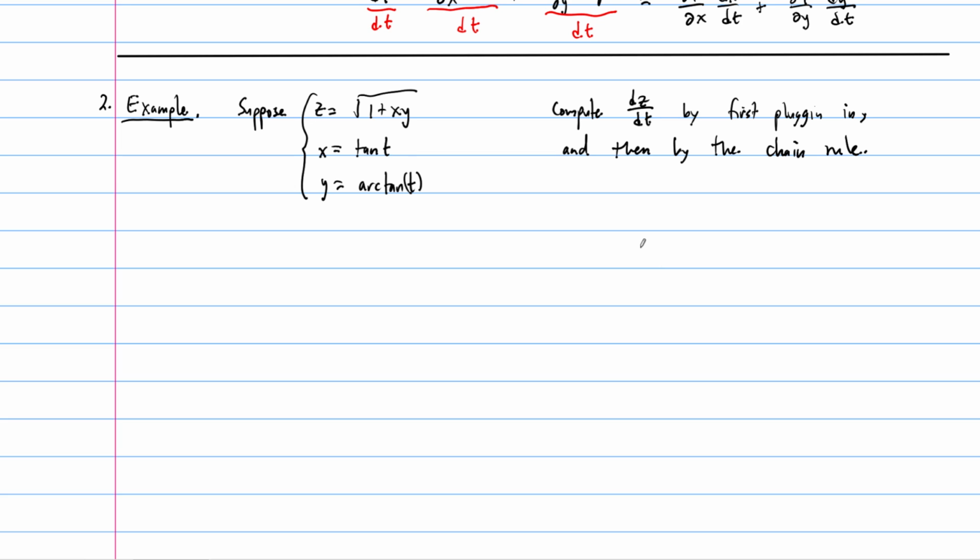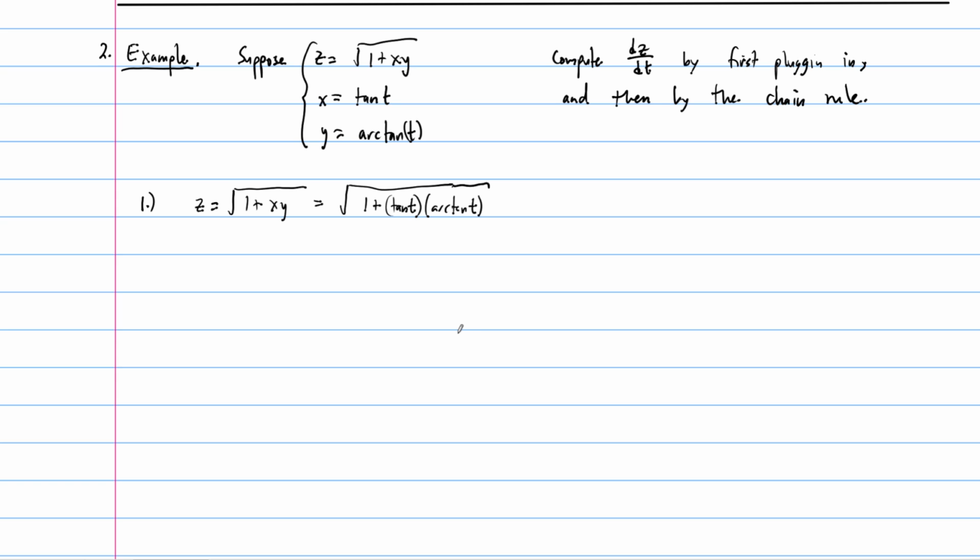All right, now that you've had a chance to work on that yourself, let's try it together. For part 1, we're going to plug these two component functions, x and y, into our formula for z. Our function z is the square root of 1 plus x times y, but when we plug in these functions, it becomes the square root of 1 plus tangent of t times arctangent of t. Then we want to take the t derivative of this. That's going to be a chain rule, and then a product rule; we have to work from outside in, so chain rule first, and then maybe some other rules after that.